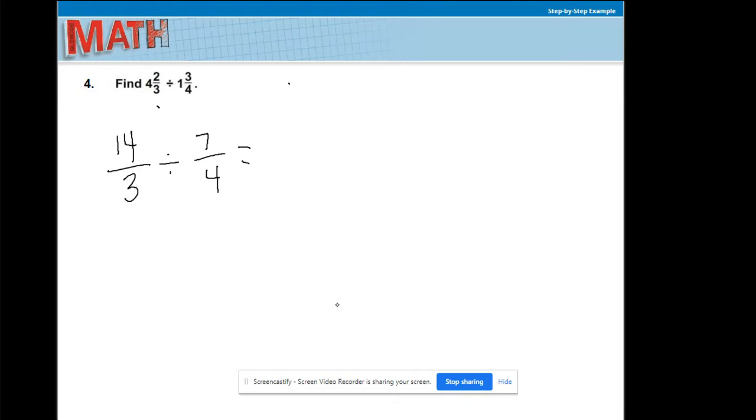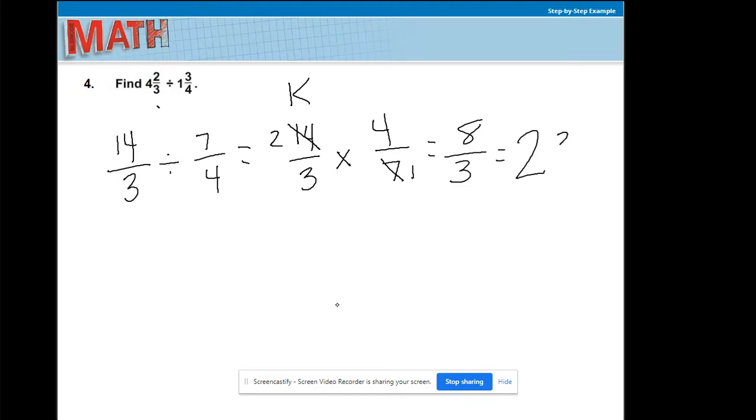So we are going to keep 14 over 3, switch to multiplication, and flip to 4 over 7. All right. Now you can take 14 and 7 and divide them both by 7, which will get us 1 and 2. All right. Which then let's start multiplying across. So we get 4 times 2 is 8. 3 times 1 is 3, which then we're going to get 2 and 2/3 as our answer, because 3 goes in 2 whole times with 2 left over.